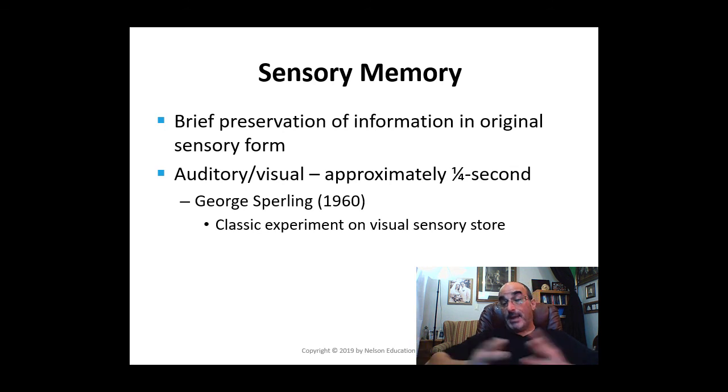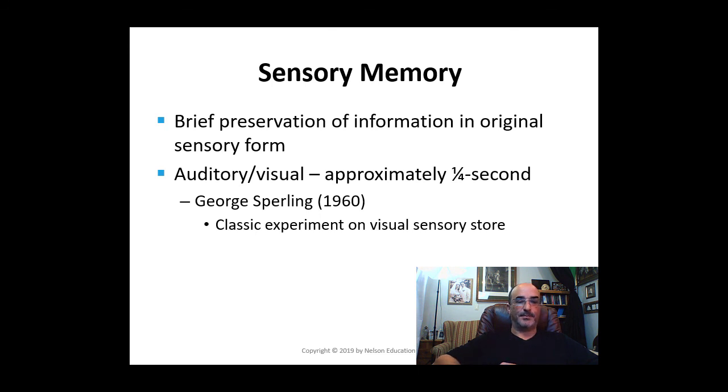Sensory memory is basically information preserved in its original sensory form for a very brief time. This type of memory allows the sensation to linger briefly. If we go back to the idea of sensation and perception, you think about those concepts of the visual system or the auditory system or the olfactory system. The visual and auditory sensory stores appear to decay in about a quarter of a second.